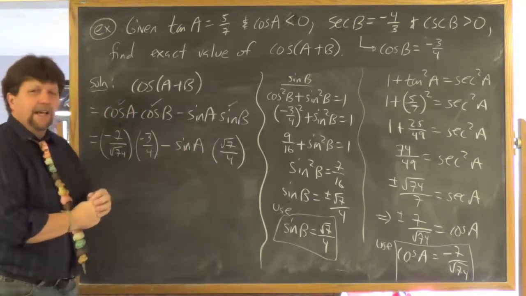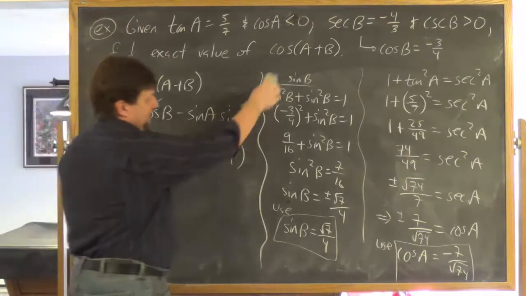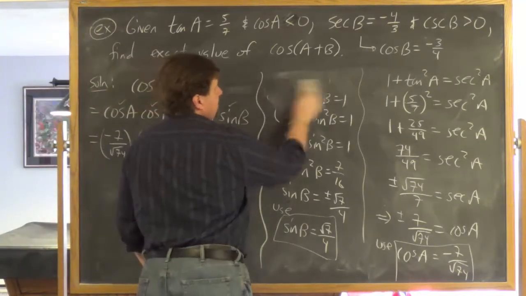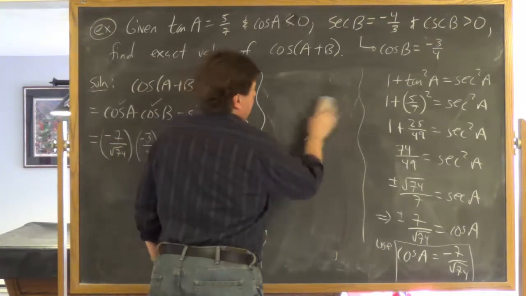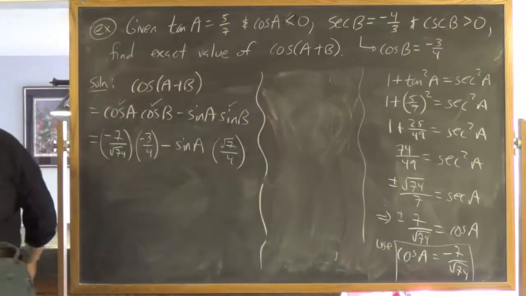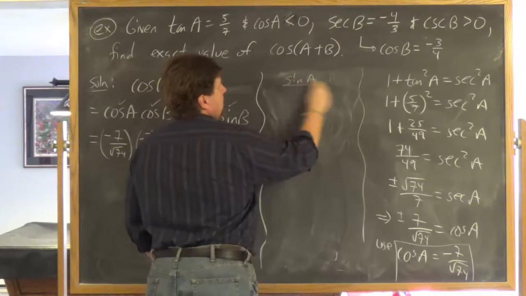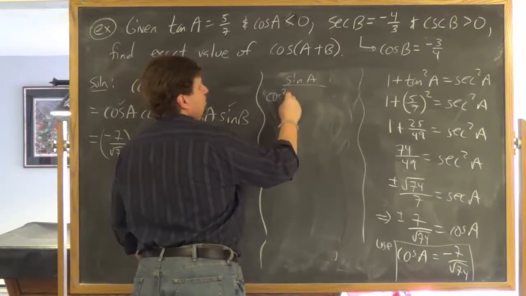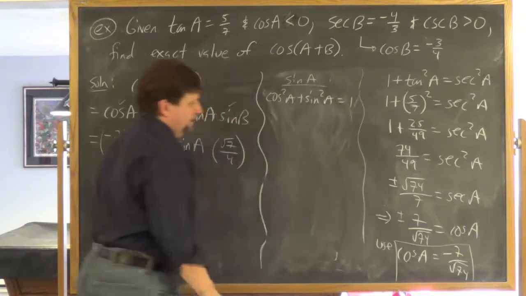Okay, so now I need to get the sine of A. Let me find the sine of A right in this area. So let me erase this. And here I am. I'm going to find the sine of A. I'm going to use the Pythagorean identity. Cosine squared A plus sine squared A equals 1.